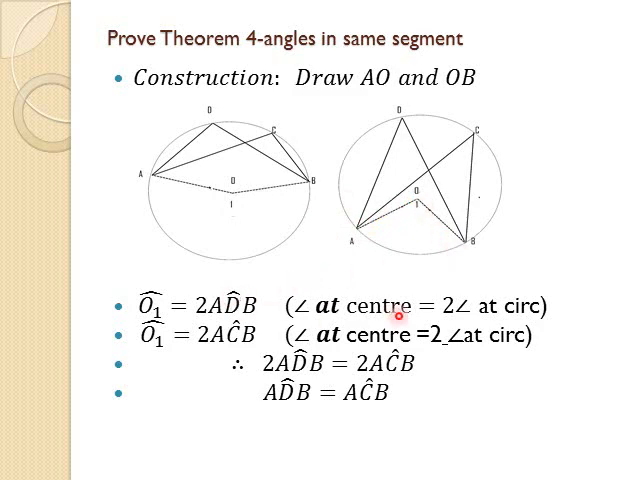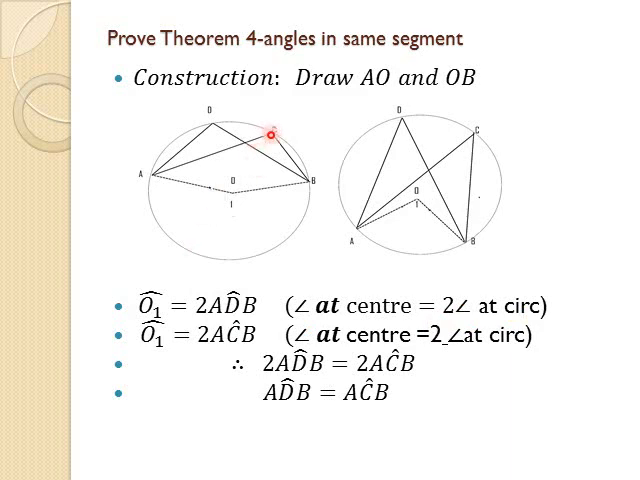According to Theorem 2, angle O1 here is subtended by arc AB, and vertex D, if you look there, goes back to AB and is also subtended by arc AB. So the angle at the center must equal 2 times the angle at the circumference because it's subtended by the same arc. So O1 equals 2ADB.